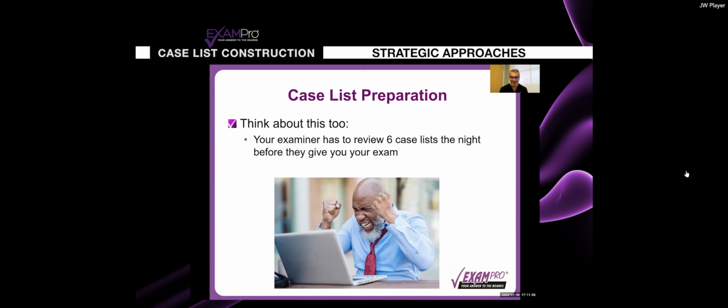Now, think about this too. Examiners have a tough job. Usually they're going to administer 3 exams in the morning and 3 exams in the afternoon. So that's your exam plus 5 more. They get access to the information, to your case list, the section that they're examining you on, usually the day before, the night before your exam. And so they've got to review all of these case lists. Is this the impression that you want to leave them with? Frustration, difficulty understanding the points you're trying to get across? I really don't think so.